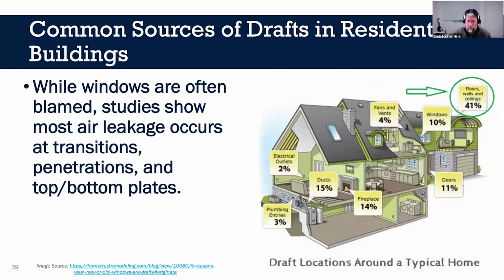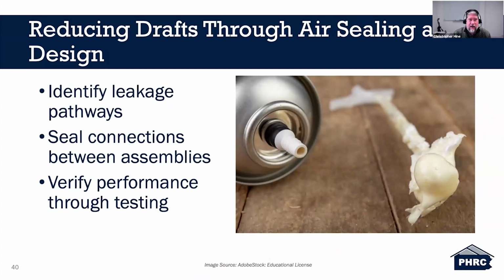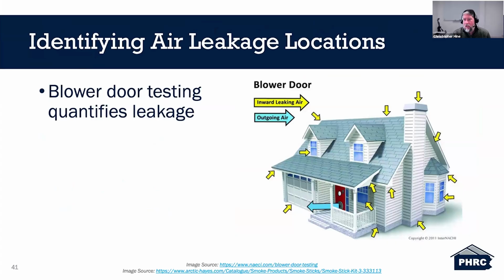So it's very important, and I'm going to jump to this next slide, to identify your leakage pathways. If we're looking for drafty areas, areas where air can be moving that can adversely affect your indoor air quality, you need to identify those pathways, seal those connections between those assemblies, and then perform testing or verify through testing. If you're not familiar with how you can test for air leakage, a blower door test is one of the best ways that you can do so.